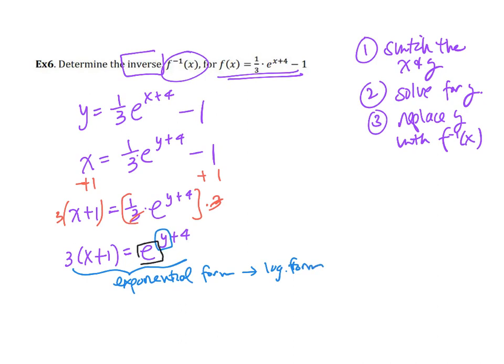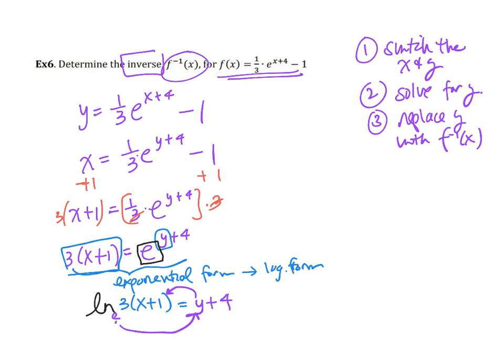So my base is e. If my base is e, I'm either going to write log e, or log e is just the same as ln. So that's my base. What it equals is what goes here next to it. And then e to the power of y plus 4, right? So it's e to the power of y plus 4 equals 3 times x plus 1.